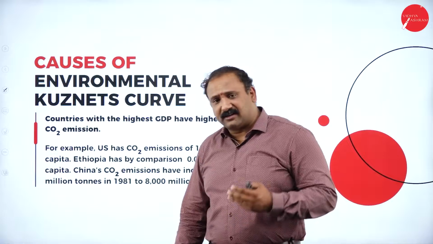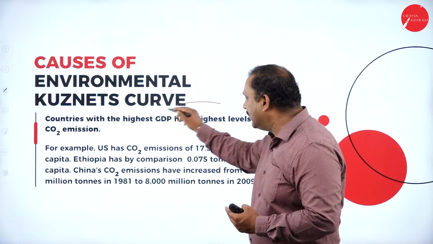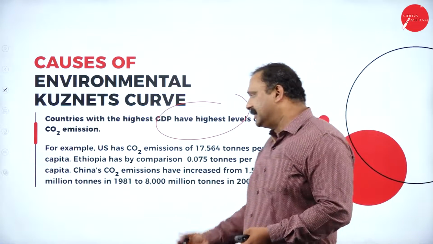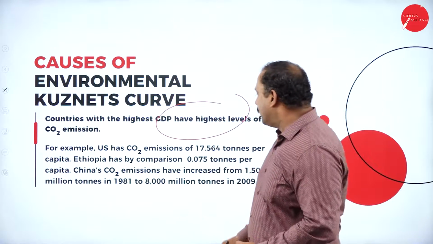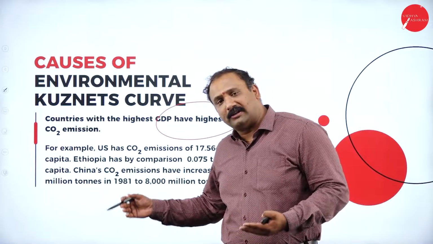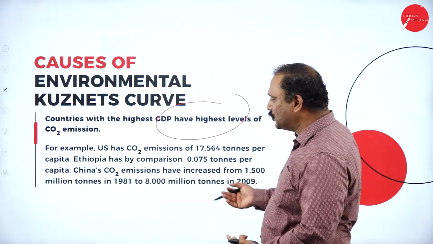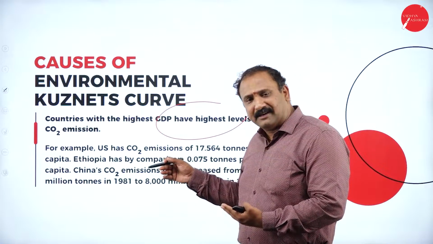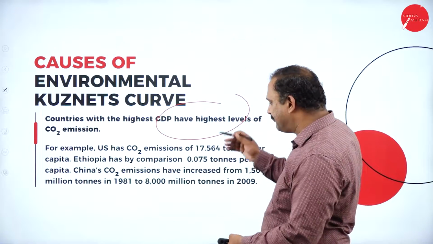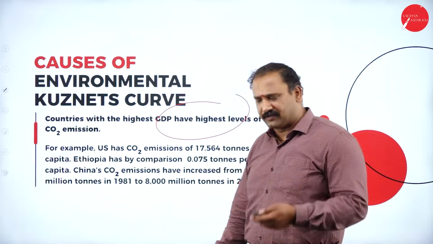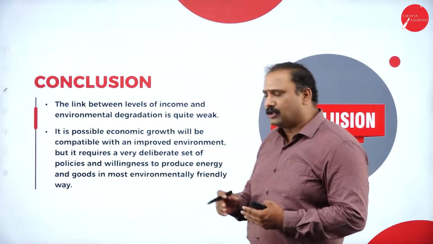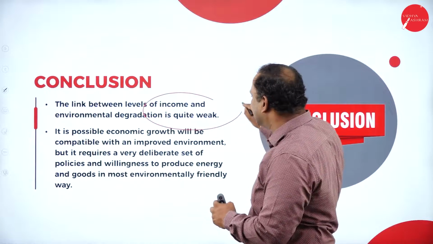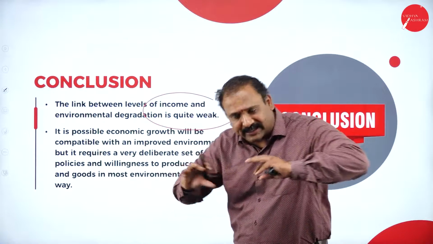The other thing is that countries with the highest GDP levels also have the highest carbon emissions, which is quite evident that we have been able to see. For example, Ethiopia has lesser carbon emissions when compared to the US, when compared to China. Why? Because the industrialization or the GDP levels are pretty low. So this definitely goes against the theory of Kuznets. And coming to the conclusion part of it, the link between income and environmental degradation is quite weak, so we are not going to accept this theory.